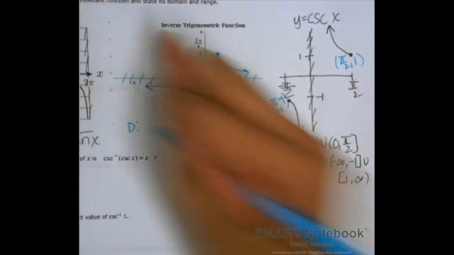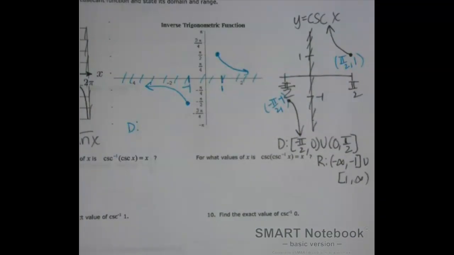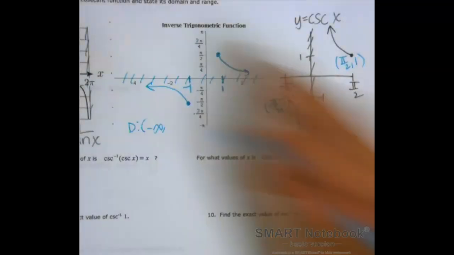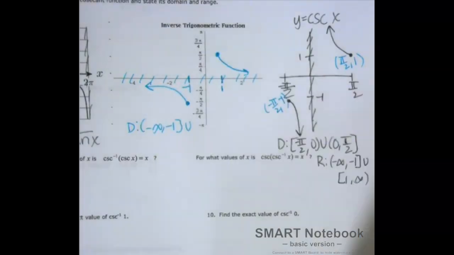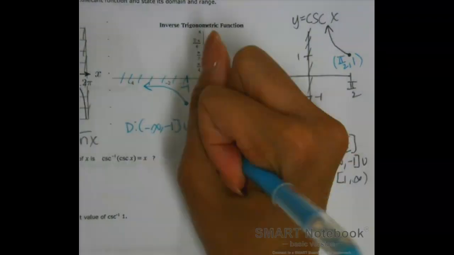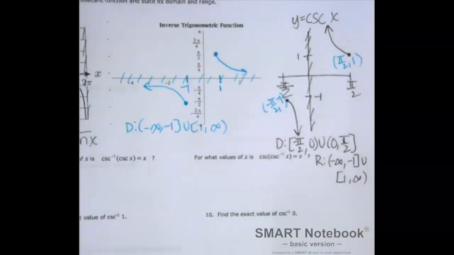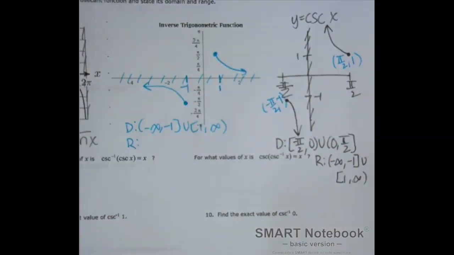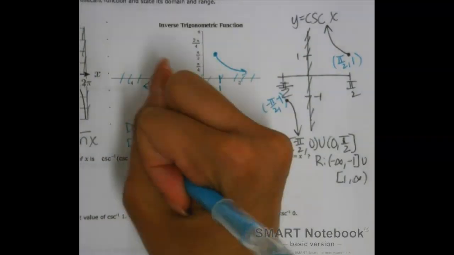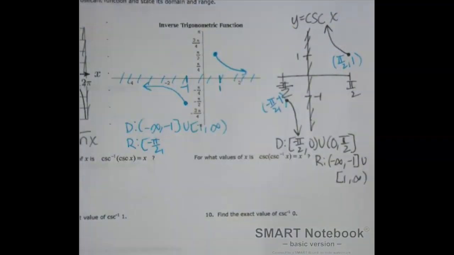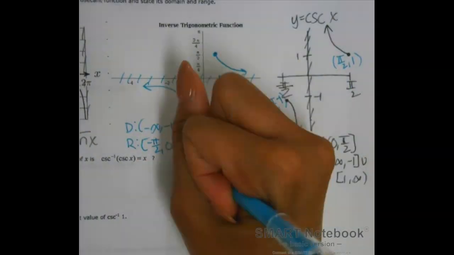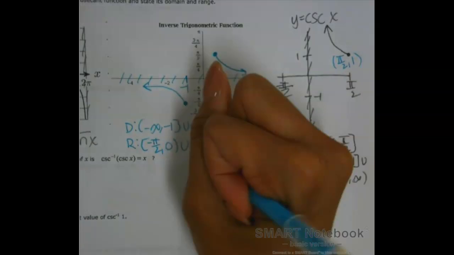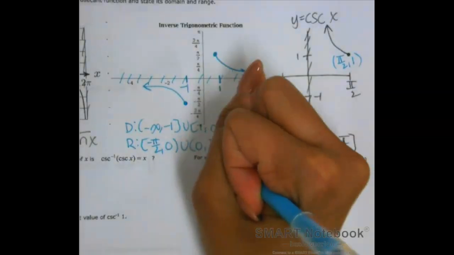Jorge, what's the domain here? Negative infinity to negative 1 bracket union bracket 1 to infinity. Perfect. And give me the range as well. Bracket negative pi over 2 to 0 parentheses union 0 to pi over 2 bracket.